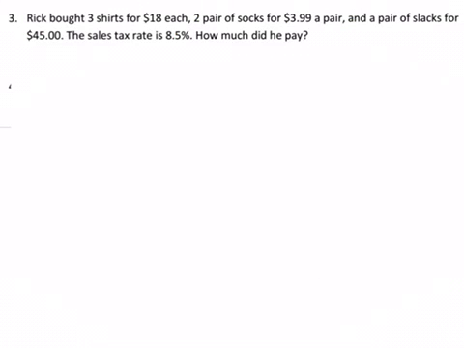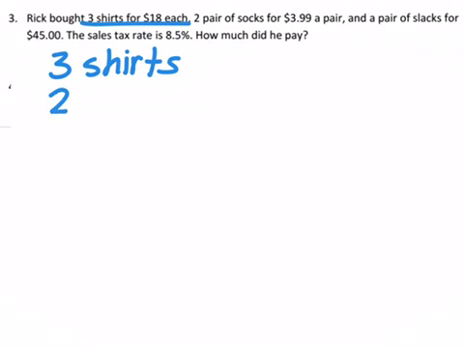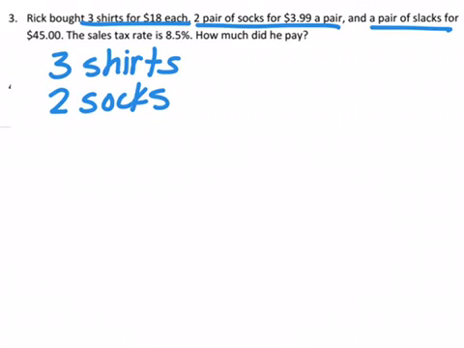The last example that I'm going to do with you guys is about buying different shirts and whatnot when you're shopping and then figuring out the sales tax rate at the end. Whenever you're buying clothing in Missouri, you have that additional sales tax that is added on to your price, so you don't pay the outright amount, you have to pay a little more. So we have Rick's order. He had 3 shirts for $18 each, 2 pairs of socks, and they were $3.99 a pair, and then a pair of slacks for $45.